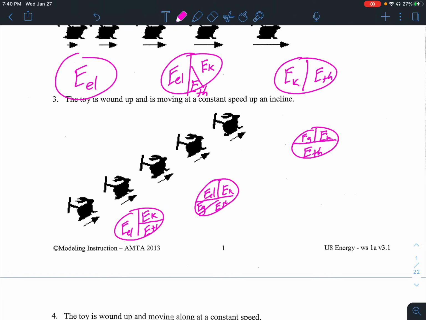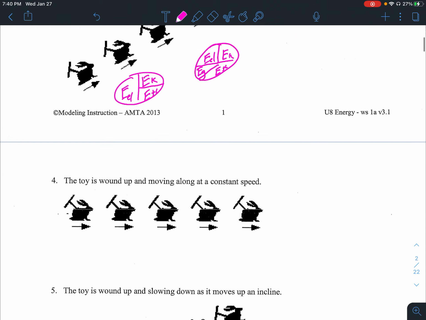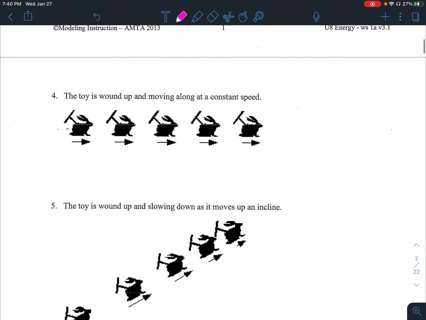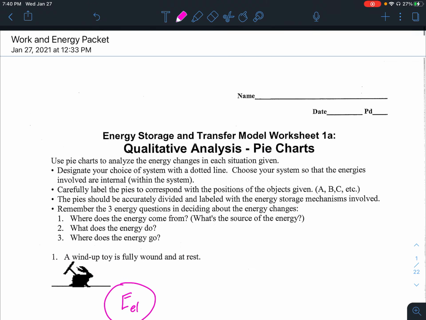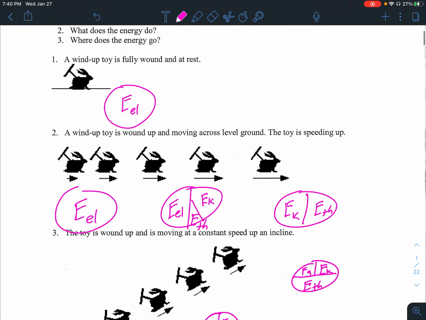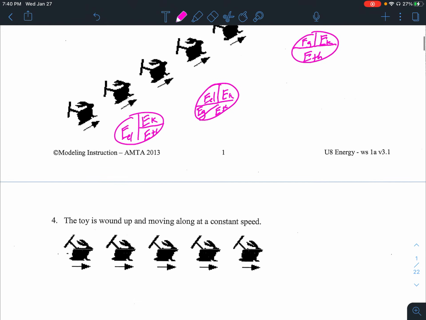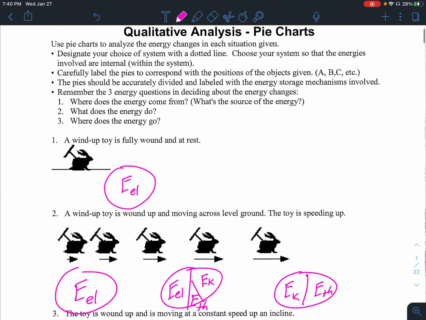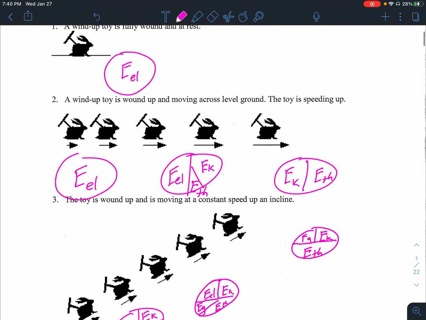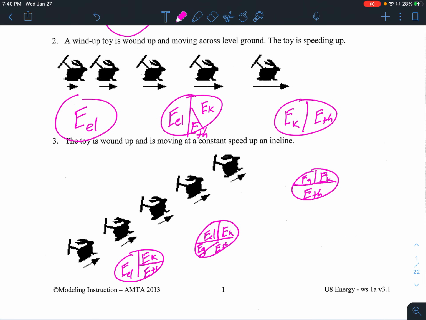So that's what I'd like you to do for the rest of class. Go through each scenario. And we're only looking at those three types of energies in worksheet 1A: elastic, kinetic, thermal, gravitational. Kinetic having to do with how fast you're going. Elastic, you know, it started with all elastic, we wound it up, it was some kind of stretchy scenario, or gearing, probably a spring in there. So elastic, kinetic, gravitational, and thermal.